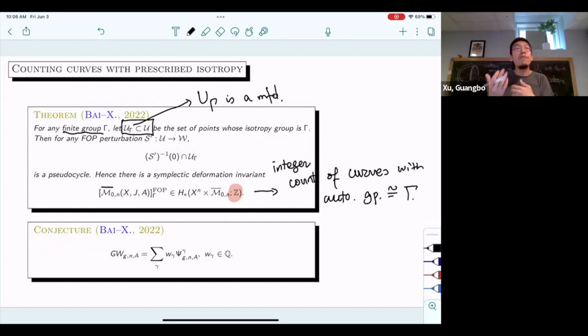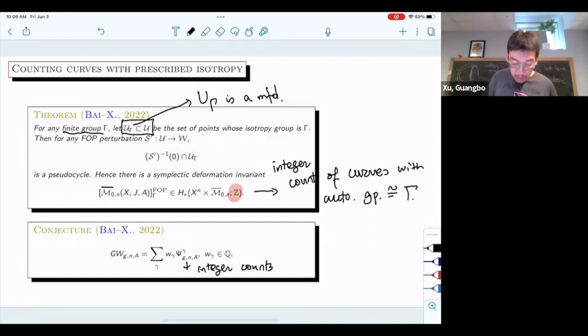So then there will be a very vague conjecture which we propose here. This is your integer counts. Your original Gromov-Witten invariants in any genus, any degree, which are rational numbers, should be a weighted combination of those integer counts. My notation is a little bit complex here, but your original Gromov-Witten invariants should be a weighted combination of all those integer counts, where the weights W gamma are some rational numbers.